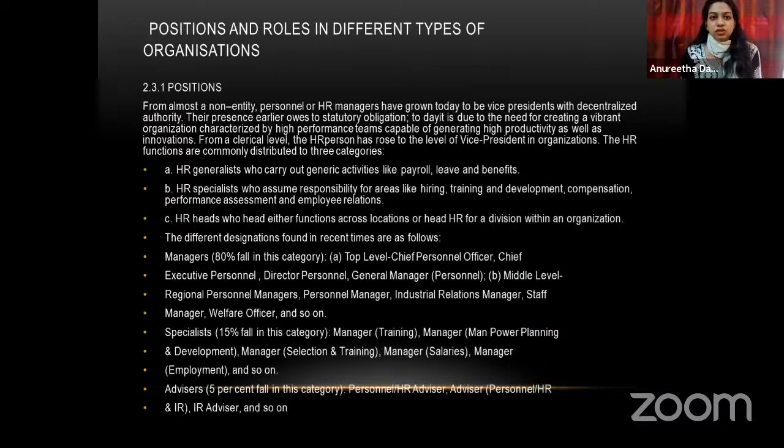So the positions and roles in the organization. So the positions of HRM. So what is the basic structure of HRM? We learned what is HR, HRD and personnel management, the growth, evolution, basic characteristics. But then who all work in the HR unit? Who all comprises it? What are the positions of them?